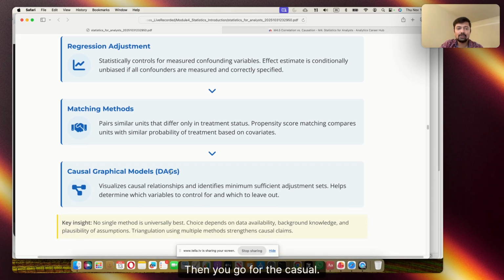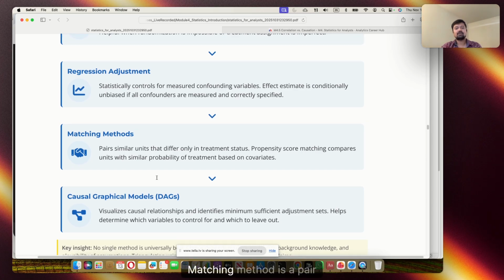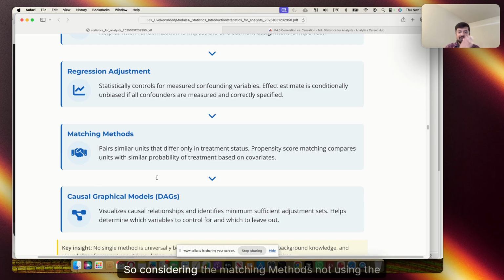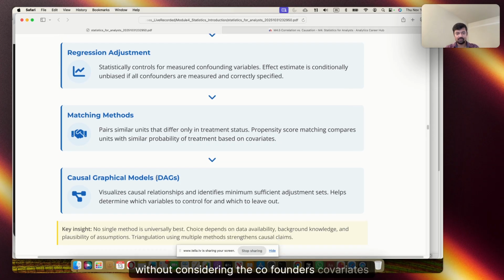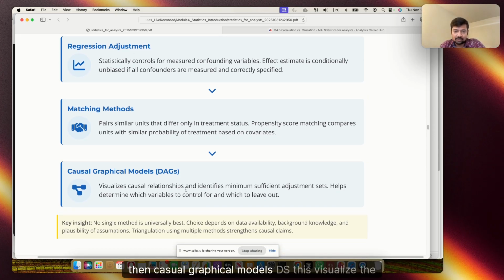Then you go for the causal, sorry, matching methods. Matching method pairs similar units that differ only in treatment status. So propensity score matching compares units with similar probability of treatment based on the covariates. So you consider all covariates separately and try to identify the matching comparison units to get similar kinds of probabilities. So considering the matching methods, not using random methods without considering the covariates, without considering the confounders. Then causal graphical models, DAGs.